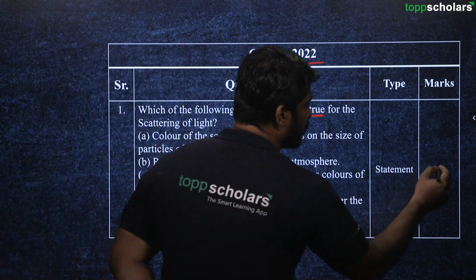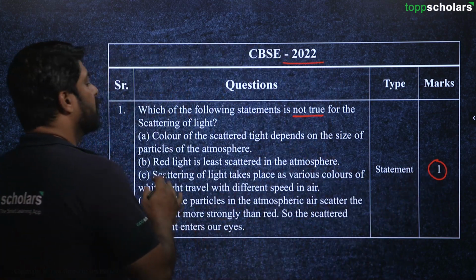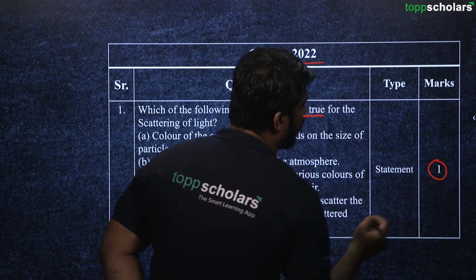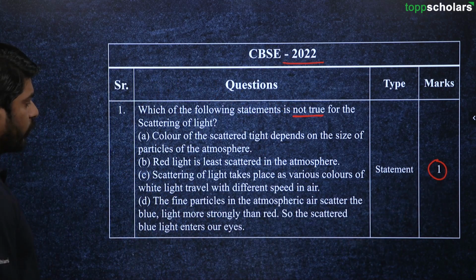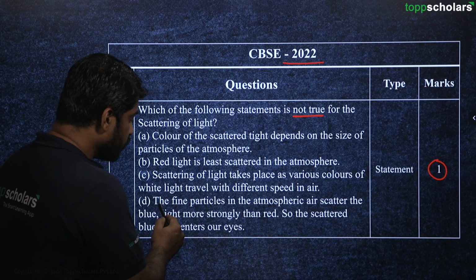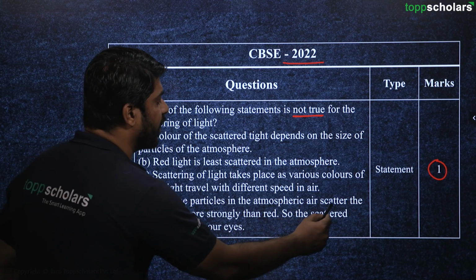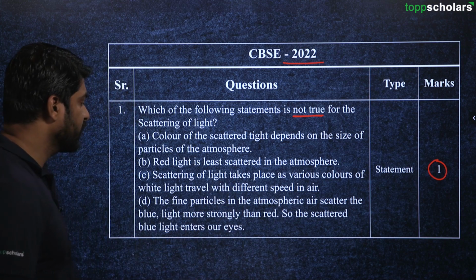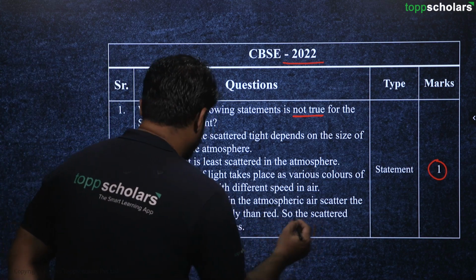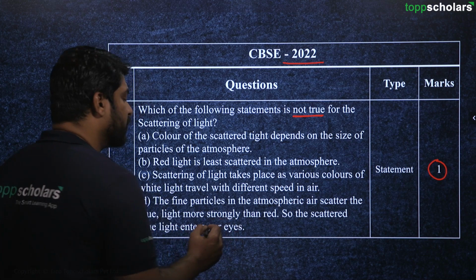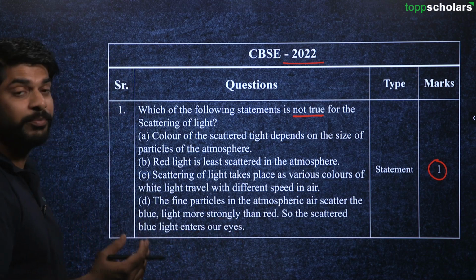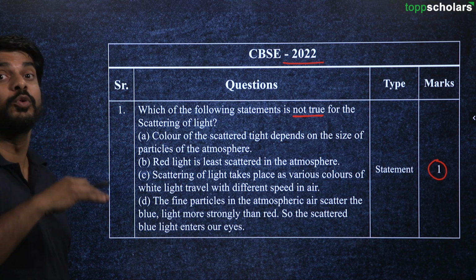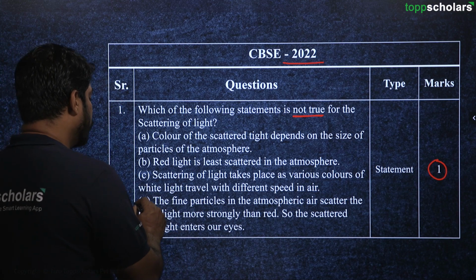Each one of these statements represents something, and once you identify, you are going to get 1 mark for this. Okay. So for example, if you look at this, the fine particles in the atmospheric air scatter the blue light more strongly, isn't it, than red. So the scattered blue light enters our eyes, and this is a true statement, isn't it? And that is the reason why the sky appears blue to our eyes. So this is going to be true.